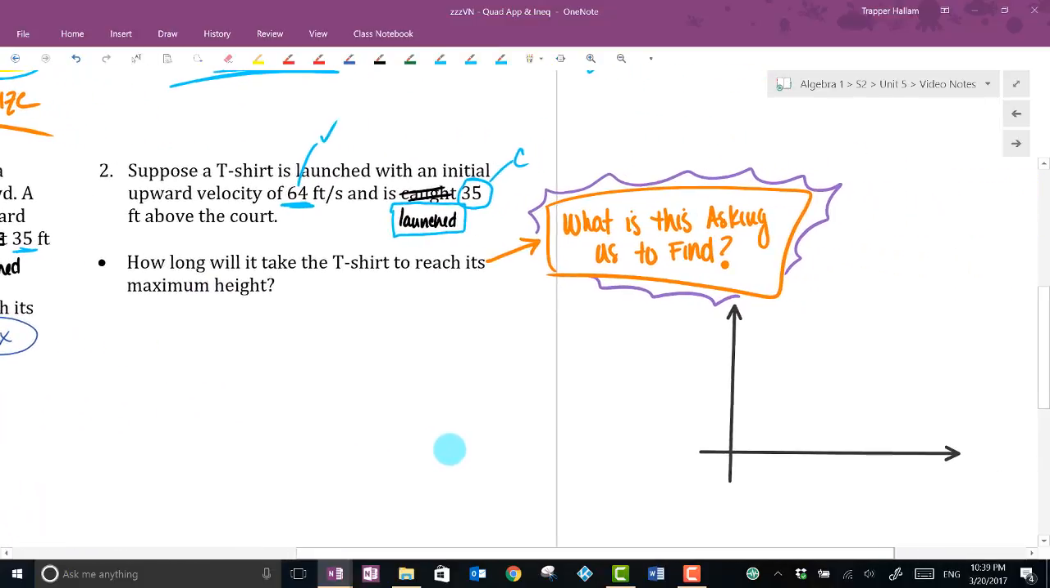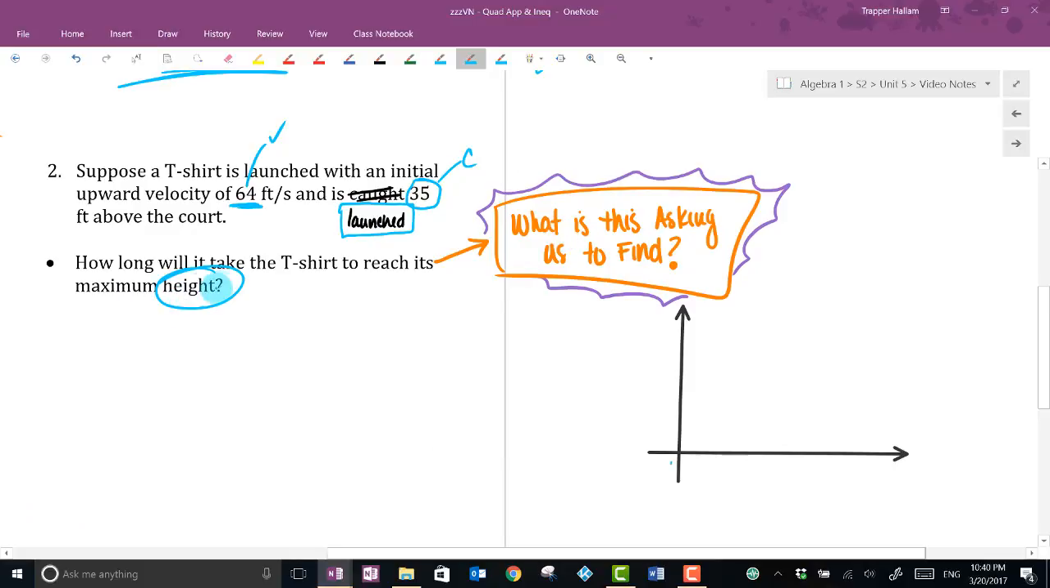So my question to you is, what is this really asking us to find? Well, if we look at it, it's asking us to find the how long, or better yet, be careful with this, the time it takes to reach its maximum height. So it's not asking us for the height, even though it kind of looks that way. It's really asking us for what time that reaches.